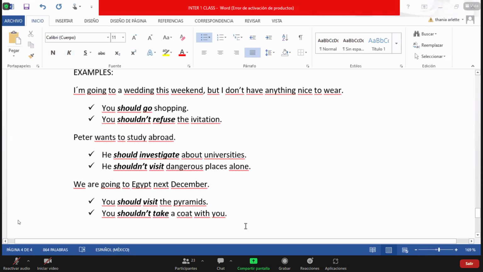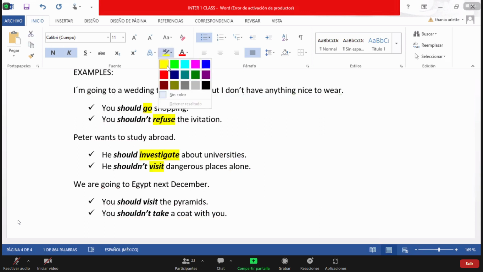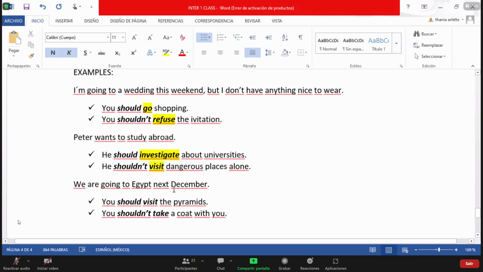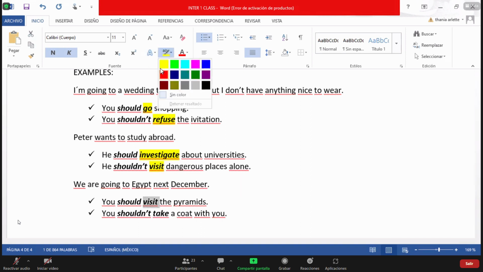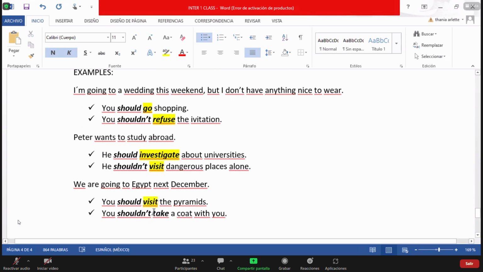Don't copy. Again, don't copy. Remember, I am going to tell you when to do it. So let's highlight it. You should go shopping. You shouldn't refuse the invitation. You should investigate, verb in infinitive. He shouldn't visit. After the verb in infinitive, it is possible to have a complement. You should visit the pyramids, complement. And you shouldn't take a coat with you. So those are the affirmative and the negative.